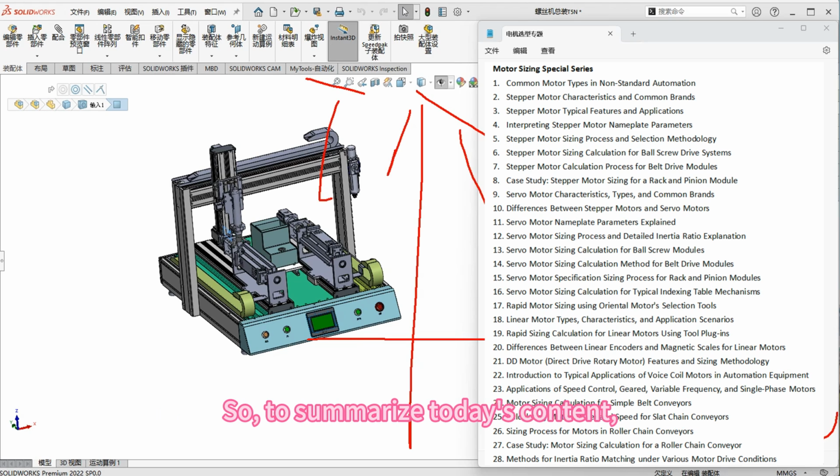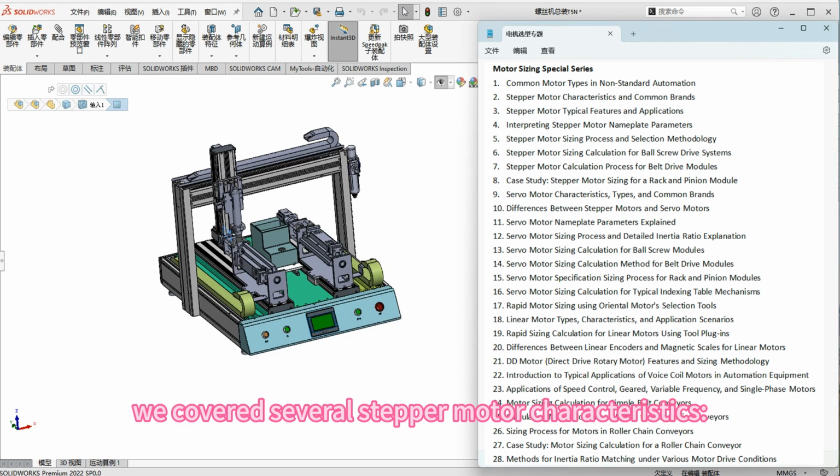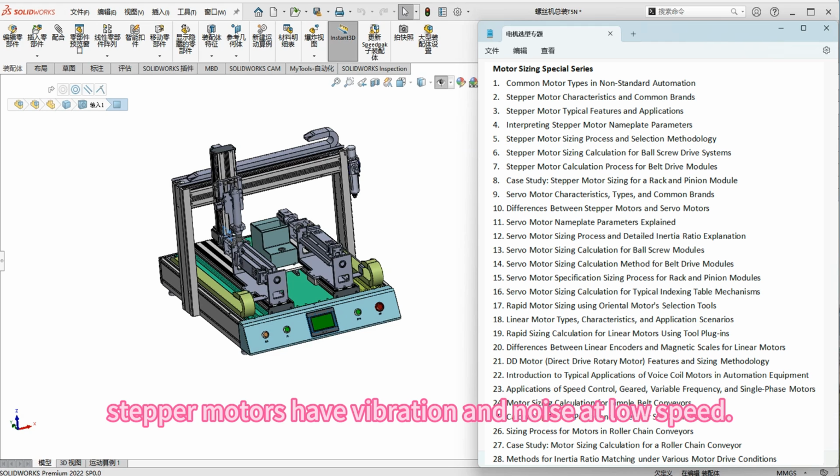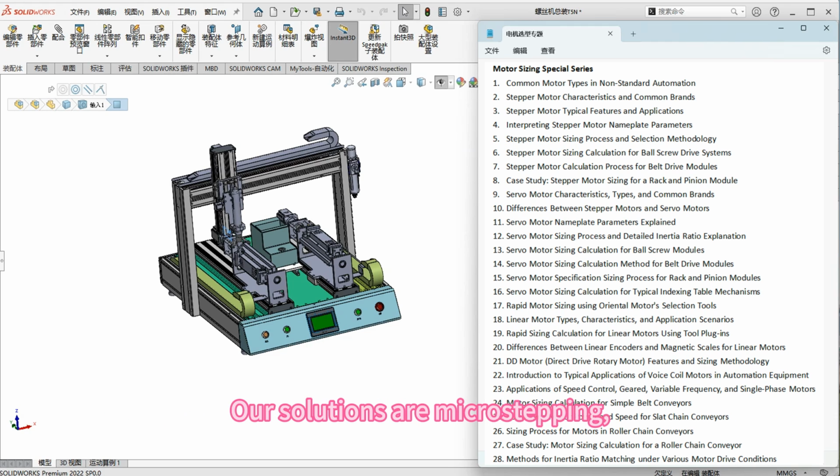So, to summarize today's content, we covered several stepper motor characteristics. First, it can achieve speed control and position control. Second, temperature increase causes a drop in torque. When selecting, we must consider the torque speed curve and the effect of temperature. Third, stepper motors have vibration and noise at low speed. Our solutions are micro-stepping or changing the motor, right? Using 5-phase instead of 2 or 3-phase, or we can add a gearbox to help avoid the noisy resonance speed range, or of course, switch to a servo motor.